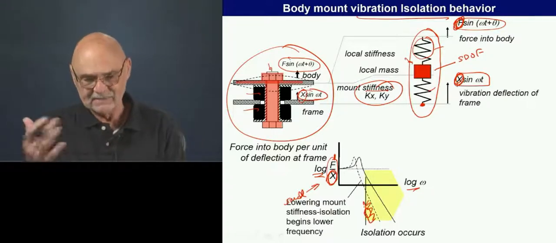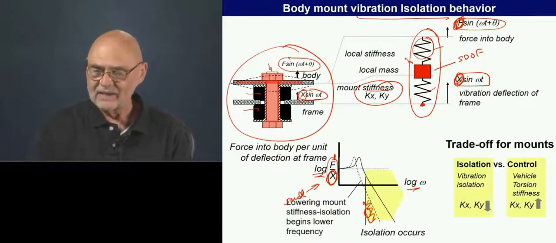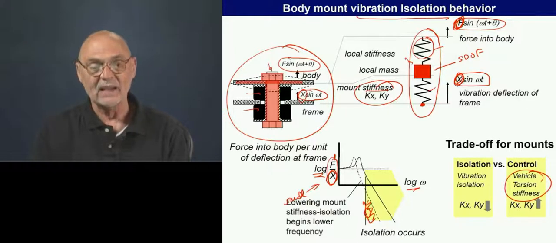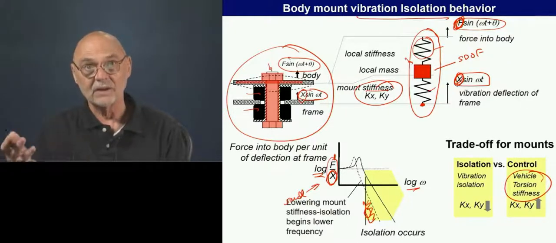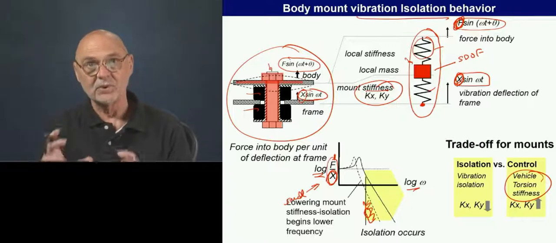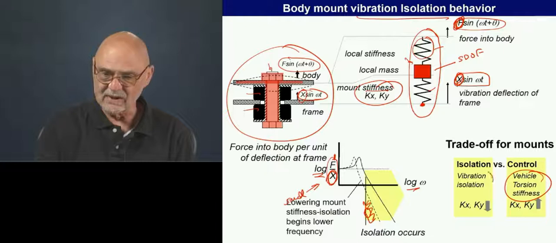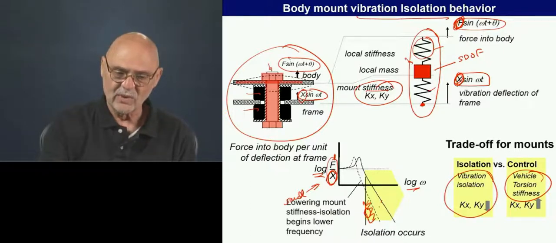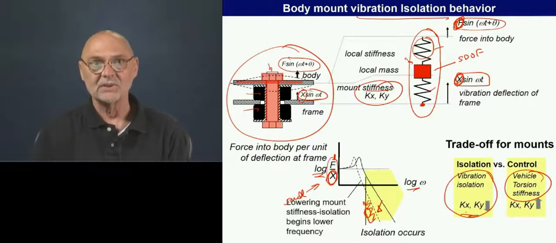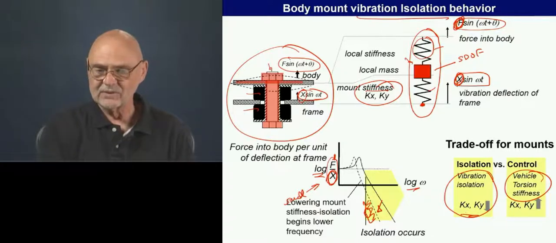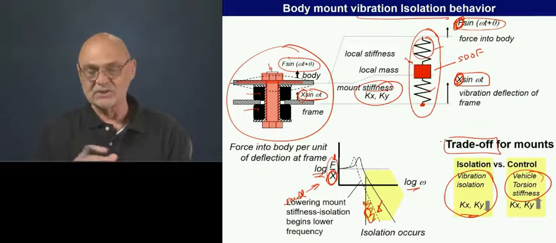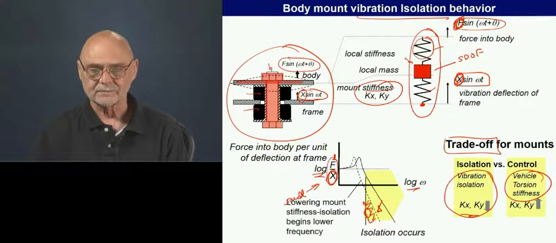So this goes back to the idea that for torsional stiffness, we want the Kx and Ky to be large to couple the torsion of the body with the torsion of the frame. But for vibration isolation, this is why we want the Ks to be small. So we're stuck finding the best balance between the two.